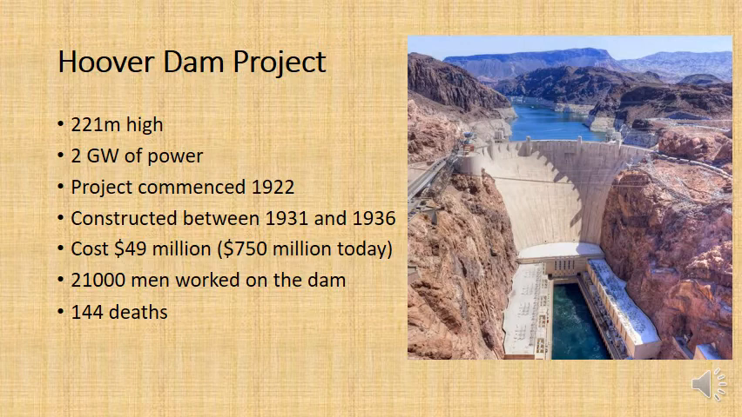There were 21,000 men who worked on the dam. There was a huge amount of population working there. They actually built a town called Ragtown where people lived while they were building the dam. And one of the sad things was that in that day and age they didn't have the best health and safety, and 144 people died in the construction of this dam.